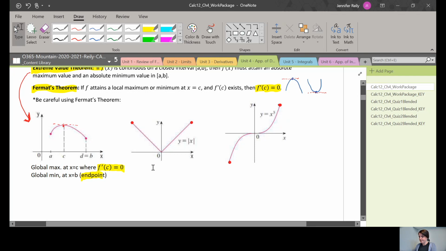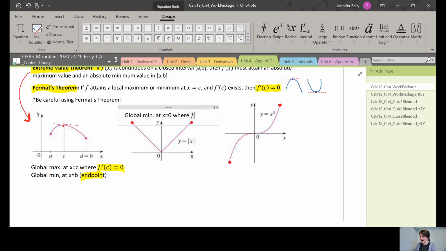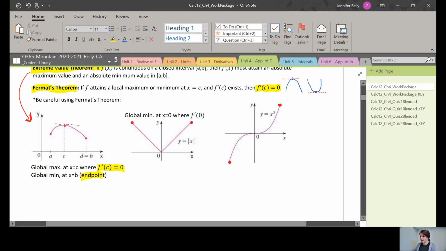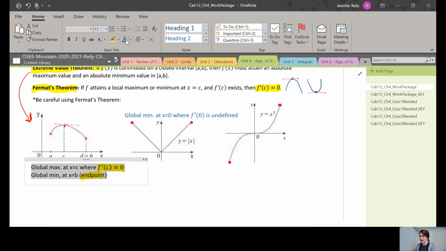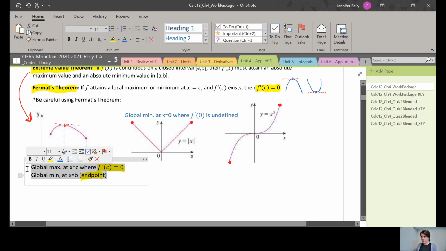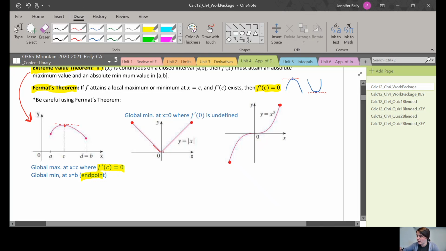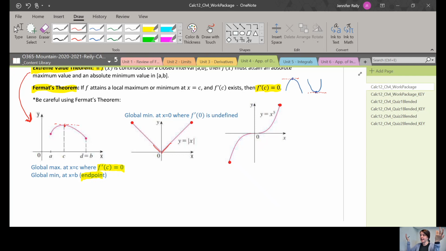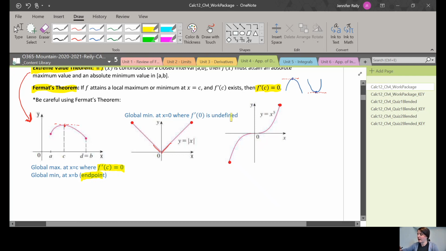Let's look at the next function. Over here, we've got global min at x equals 0, where f prime of 0 is undefined. So notice here we have a corner in the graph. So remember at corners, the derivative does not exist. There's no tangent line that can be drawn, so the slope of the tangent line is undefined. So that's another place where we can have a global minimum or maximum, is where the derivative is undefined.